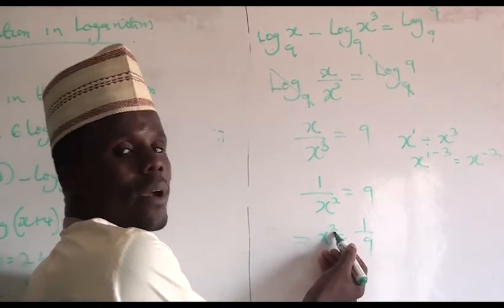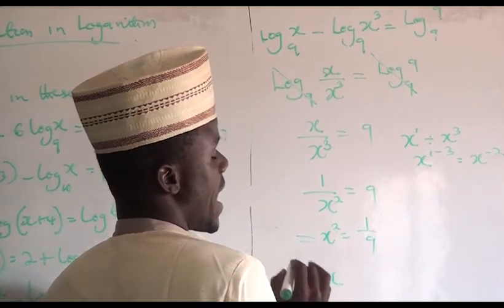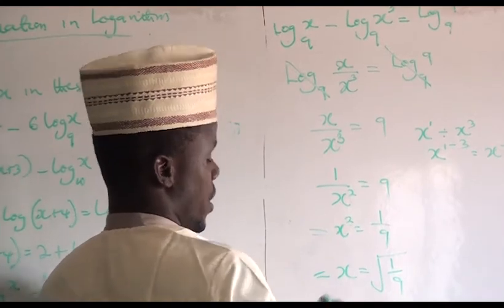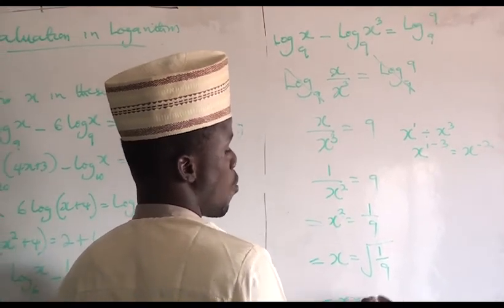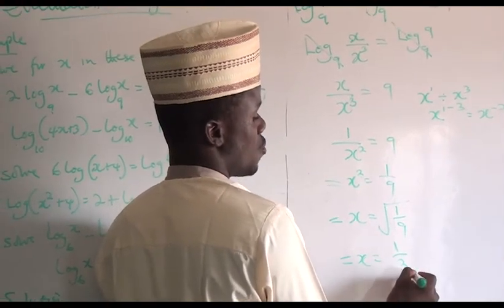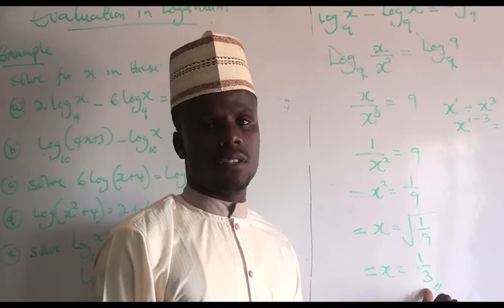So when we have a square on the left hand side, it's now going to be a square root on the other hand. Then we say x alone is equals to square root of 1 all over 9. Then what is the square root of 1? We know is 1. What is the square root of 9? Is 3. So the value of x is 1 over 3, and this is the answer.